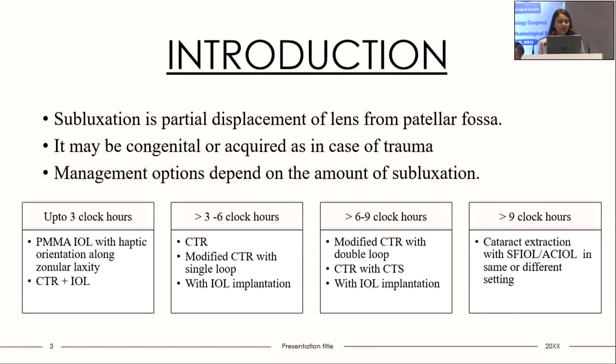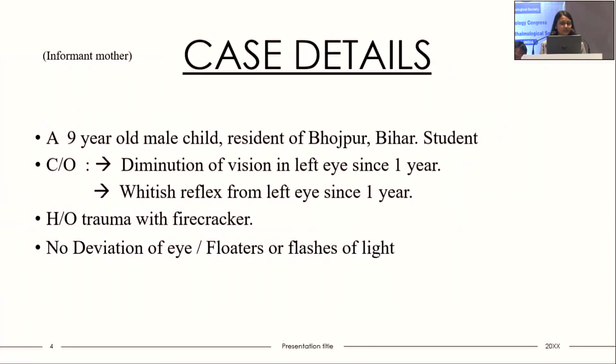Up to 3 clock hours, a PMMA IOL could be used along with a CTR. In 3 to 6 clock hours, we can use a CTR or a modified CTR with a single loop with IOL implantation. In 6 to 9 clock hours, a modified CTR with a double loop or a combination of CTR with CTS could be used. In more than 9 clock hours, cataract extraction with SFIOL or ACIOL could be done in the same or a different setting.